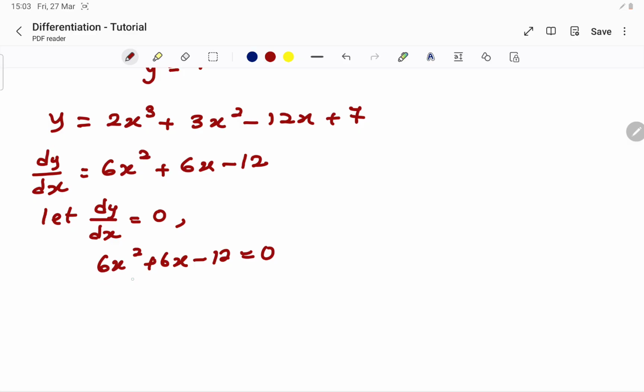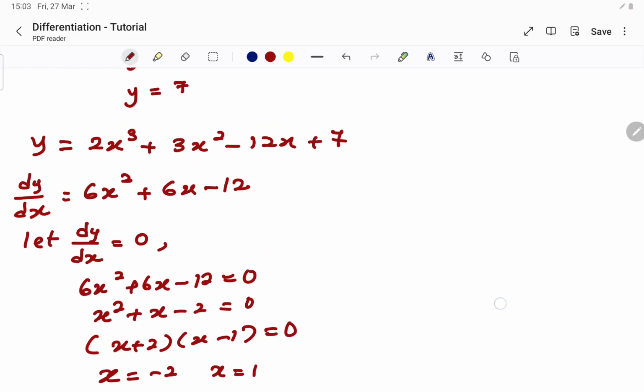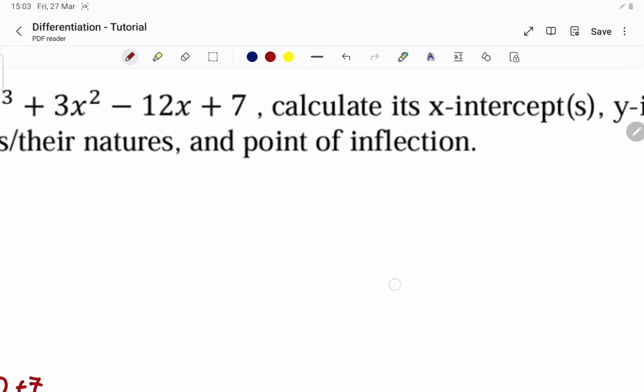All of them are factors of 6, so you divide by 6 and you're going to get x squared plus x minus 2 equals 0. Factorize this: x plus 2, x minus 1 becomes 0. So one value is x equals negative 2, another one is x equals 1. From this, because we want the point, you substitute x equals negative 2 and x equals 1 inside y.